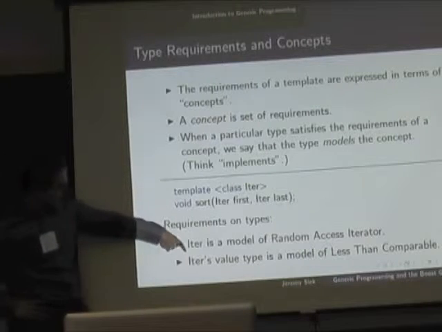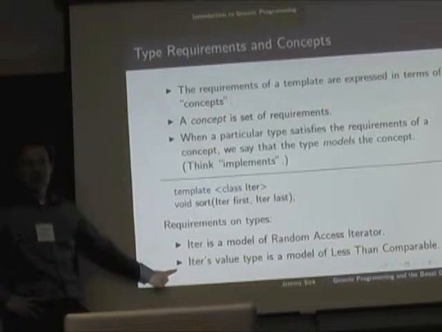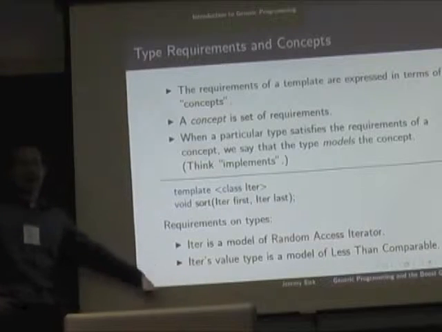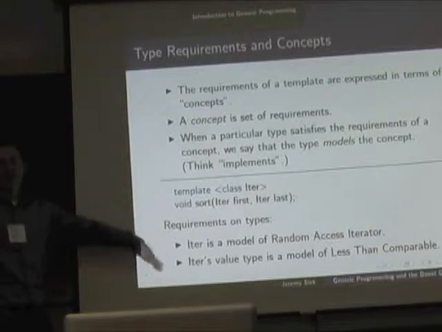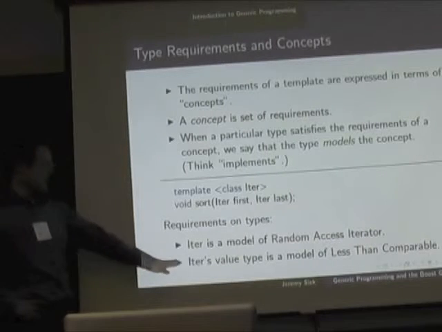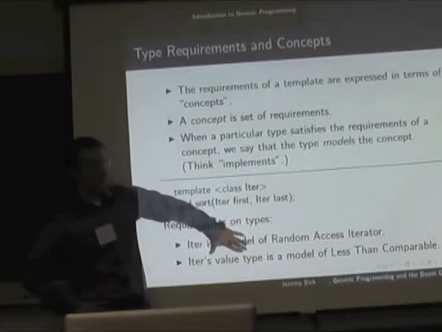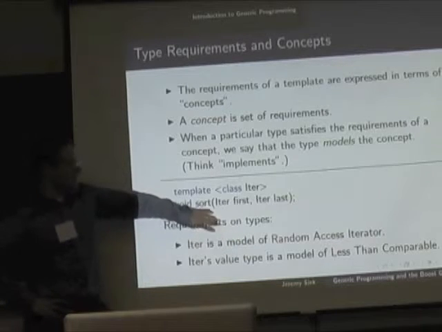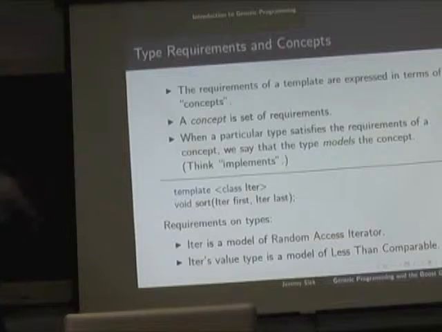What's interesting is that we're not putting a constraint on iter itself. There's a relationship between iter and something called its value type. We don't even know what that type is necessarily in this context. We just know that every iter has one. It has a value type. We call that an associated type. Once we can talk about this associated type, we can then put constraints on it and say that it's less than comparable. We're trying to sort these things, so we need to be able to compare them.